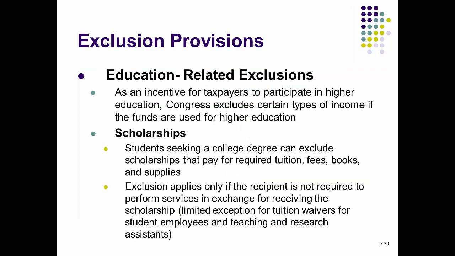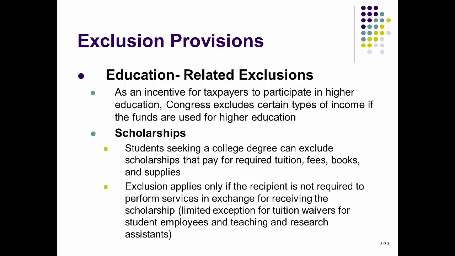What about education related exclusions? To encourage taxpayers to participate in higher education, Congress excludes certain income for funds used for college education. For example, scholarships without any service or performance required, such as athletic scholarships, and Pell Grants that pay for tuition, fees, books, supplies, and other equipment required for the student's courses are excluded. Scholarship for room and board must be included in gross income to be taxed.